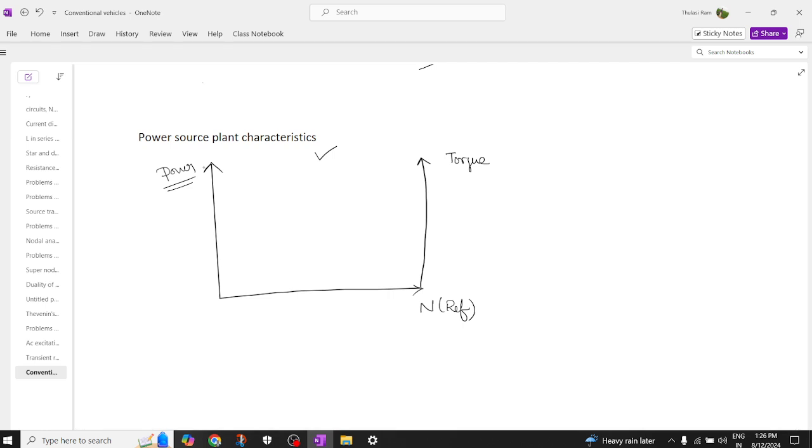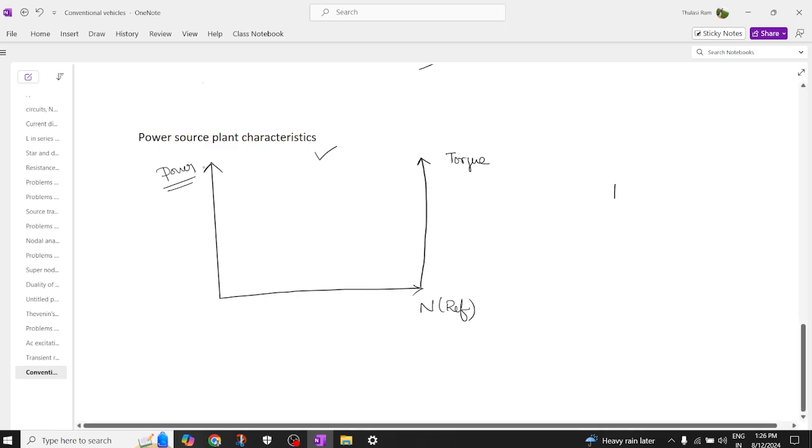So we have the formula for power. Power is equal to torque into omega, where omega is nothing but angular velocity. Now we need to establish the relation. Power is equal to torque into omega, and omega can be written as 2 pi n divided by 60. So this is the relation we have generally. Now let's try to draw its characteristics.